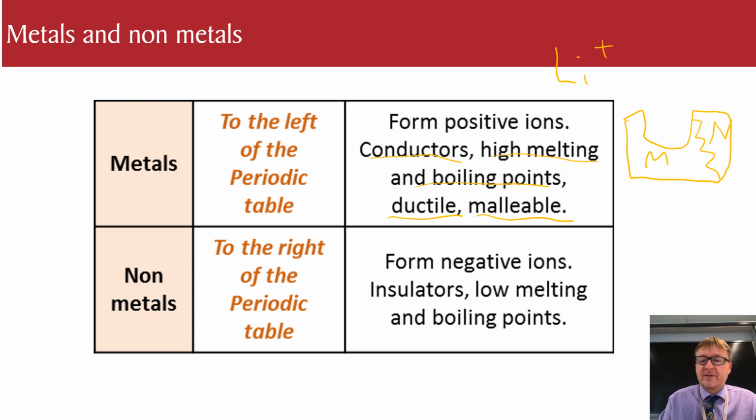Non-metals form negative ions. So if I was going to have chlorine, I would write Cl-. It makes a negative. They are insulators, so they keep in electricity and heat. They have low melting points and low boiling points.